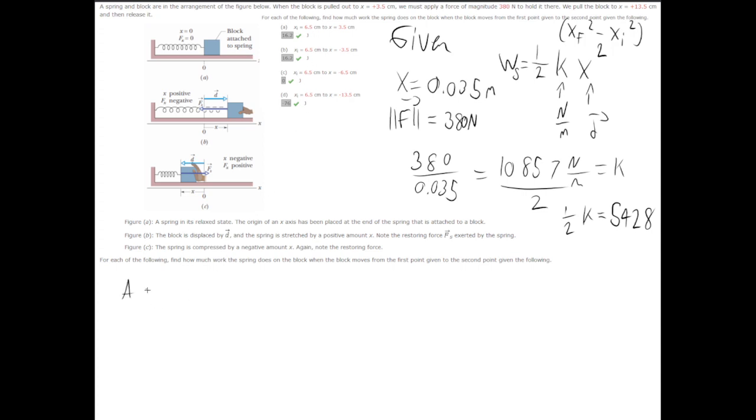So for A, it's going to be work done by the spring equals 1/2 K, which we have found to be 5428, times, that's initial, that's final, so this is going to be, okay, again, that's in centimeters, so this is actually going to be 0.035 squared minus 0.065 squared. Now let's multiply that quick. Oh, I realize the answer is still there. Disregard those.